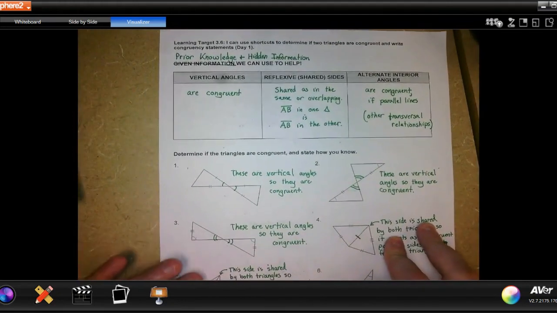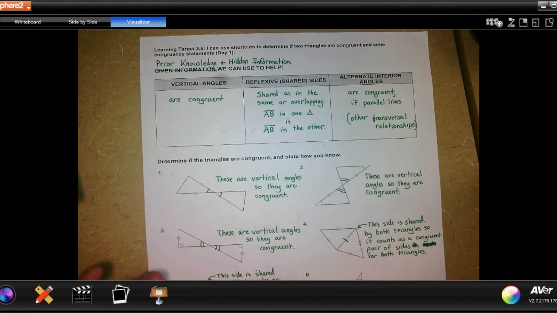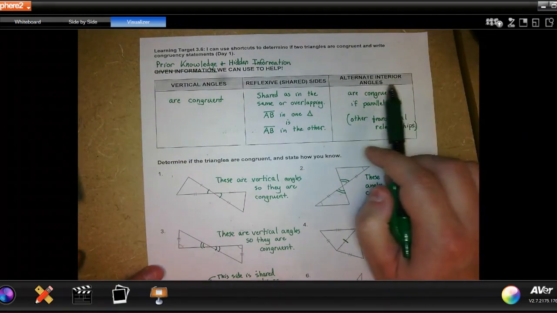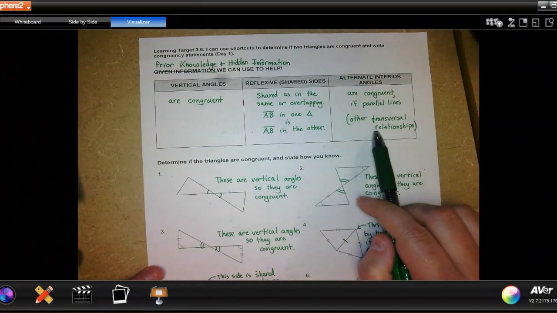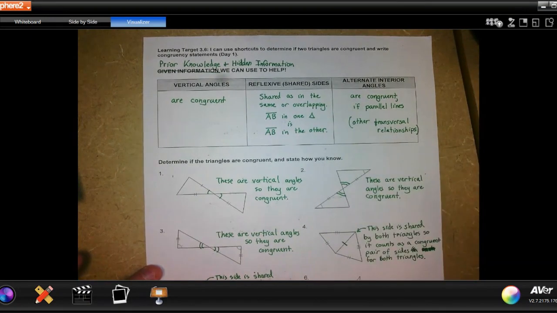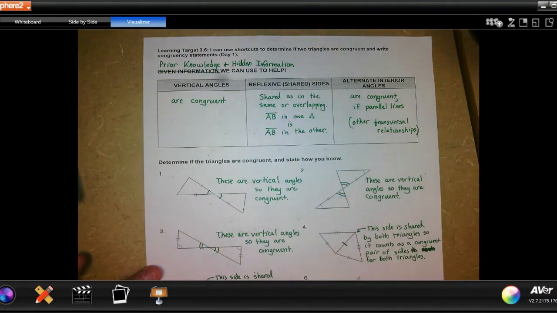Now, we have additional information that allows us to show triangles are congruent. Most of it is prior knowledge. Some of it you could consider hidden. So prior knowledge such as vertical angles, prior knowledge such as parallel lines cut by a transversal with alternate interior angles, those must be congruent. Again, the lines have to be parallel, and sometimes other angle relationships with transversals and parallel lines like corresponding angles are also congruent.